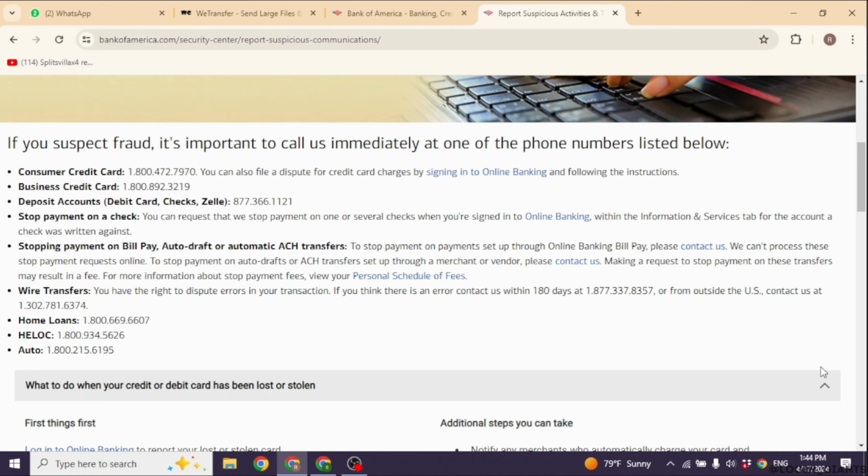And there you have it. By following these steps, you can resolve suspicious activity on your Bank of America account and keep your finances secure. Well, this is how you can fix due to suspicious activity on Bank of America account.